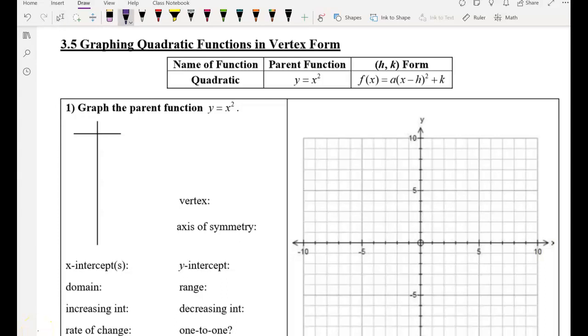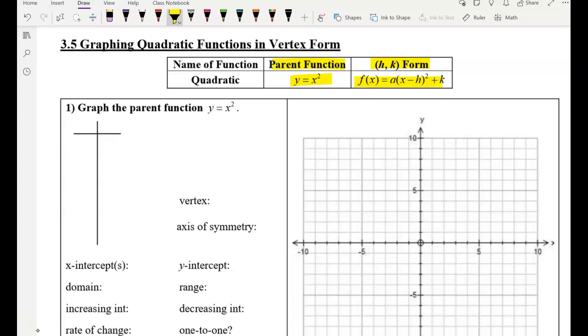All right, students. So 3.5 says graphing quadratic functions in vertex form. So as you guys know, the parent function for the quadratic is y equals x squared. Now this is your HK form. It is f of x equals a times the quantity of x minus h, close it, square plus k.